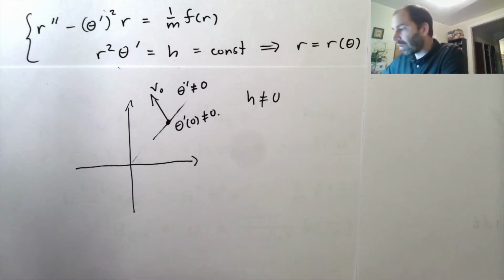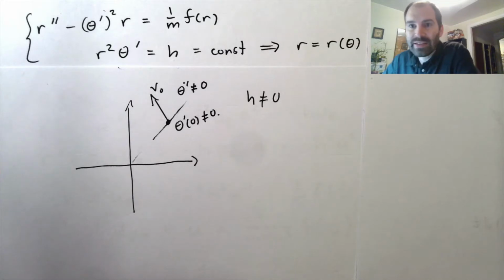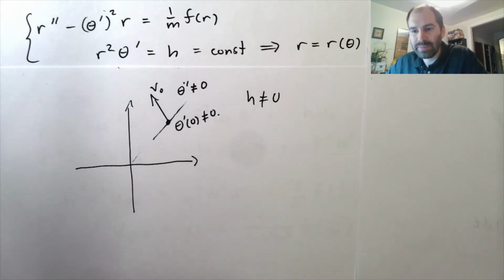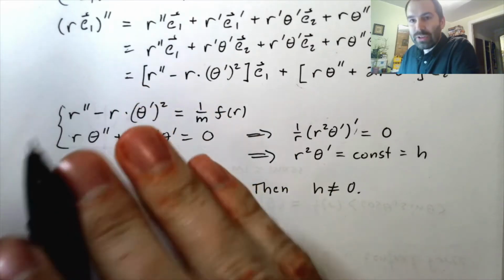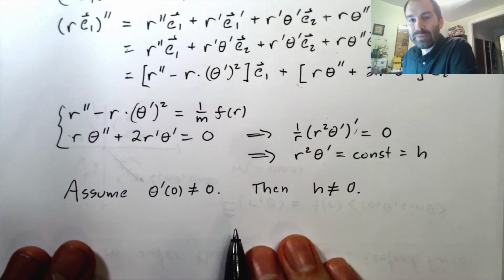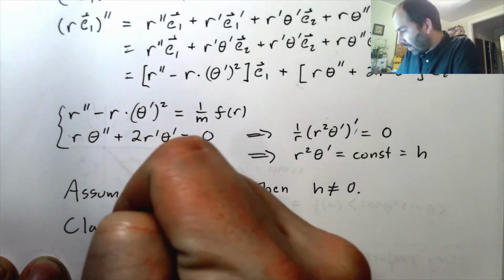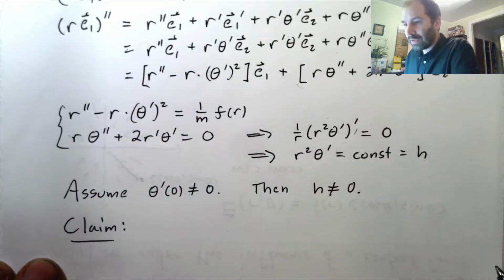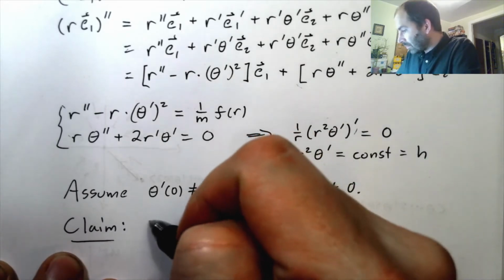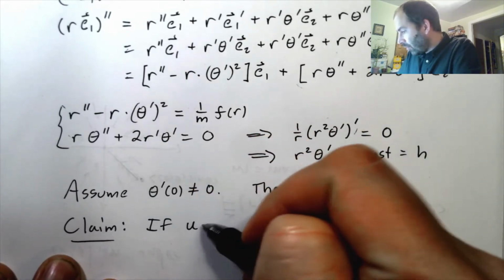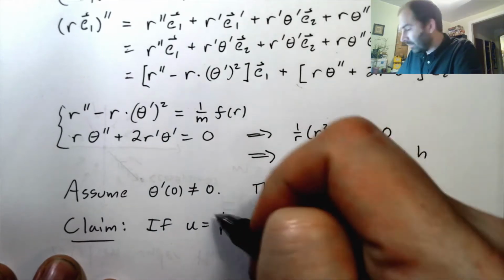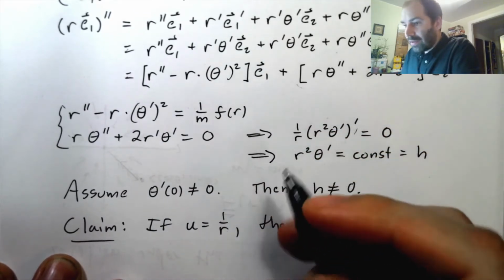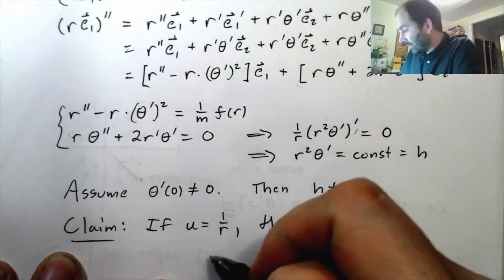Okay, so what we're going to do now is prove a claim. This claim is going to help us establish the results that we need for a gravitational field. We're going to work towards a certain differential equation and try to prove something. We claim the following: if u equals 1 over r, then u is going to satisfy this differential equation.